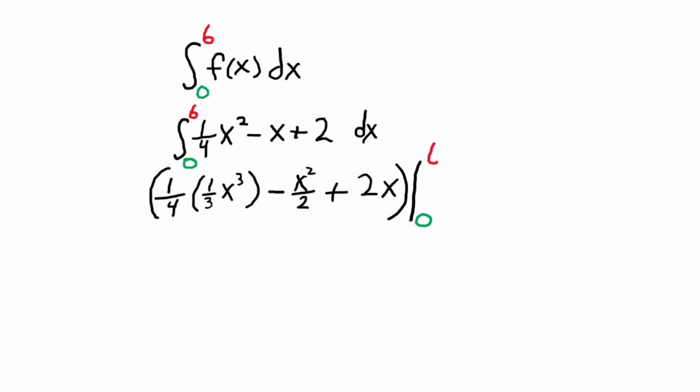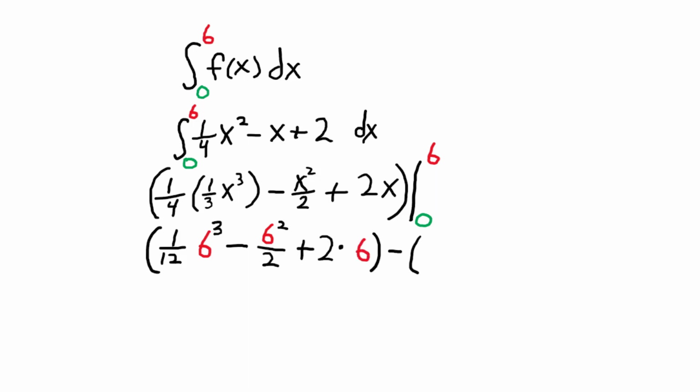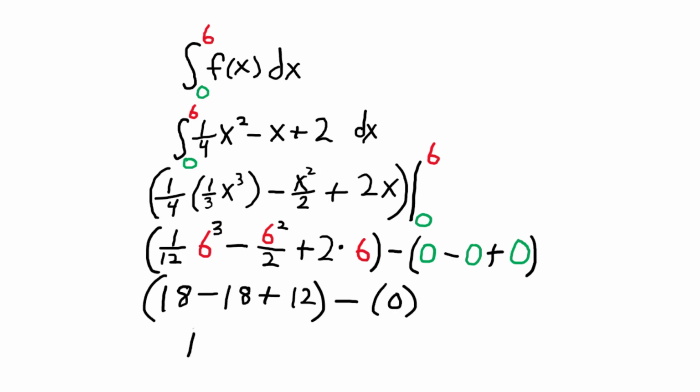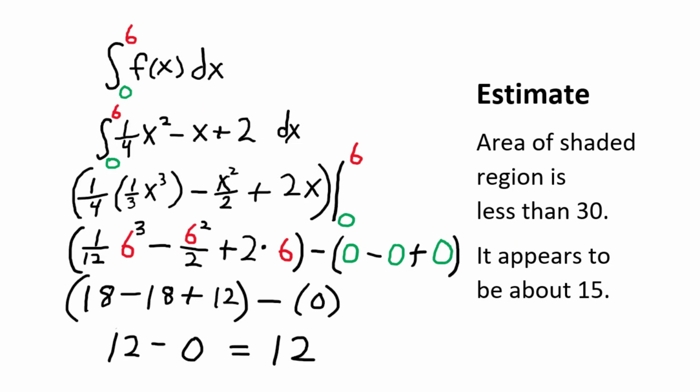Next, we substitute in the limits of integration. The upper limit is 6, so we substitute 6 in for x in the antiderivative. Then we subtract the same antiderivative with 0 substituted in for x because 0 is the lower limit of integration. 0 cubed or squared is still 0, so this part is very simple. Finally, we simplify the arithmetic and find that the integral is equal to 12. That means the area of the shaded region is 12 square units.